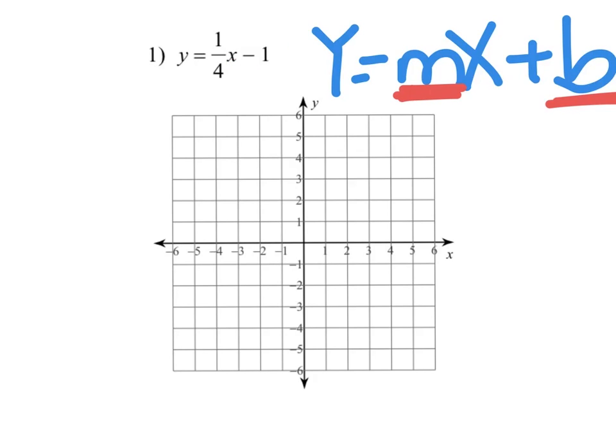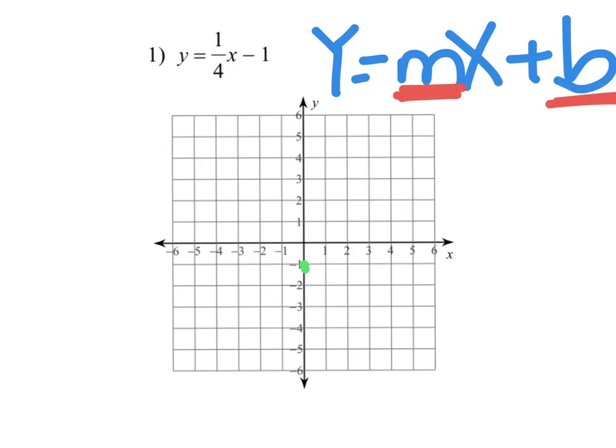So I'm going to plot that point here, right? -1. That is my first point. Remember that to graph a line, we need at least 2 points. So my first point is going to be -1, which is my y-intercept. The meaning of a y-intercept is where the line touches the y-axis. So it touches the y-axis at -1. There it is. That is our first point.